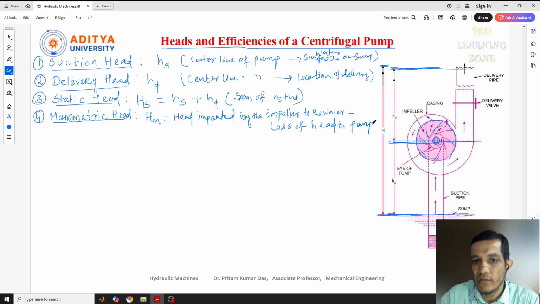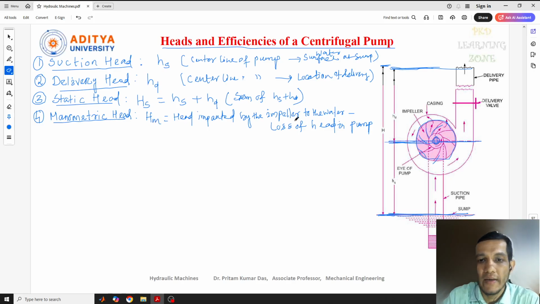So what are the losses of head in the pump? When a liquid or fluid is flowing, obviously some kind of losses will be there. We already studied losses of energy previously in fluid mechanics: major losses and minor losses. Major loss is due to friction, and minor loss happens at the suction inlet of the pipe, outlet of the pipe, valves, joints, so many things. So this loss of head in the pump needs to be considered.